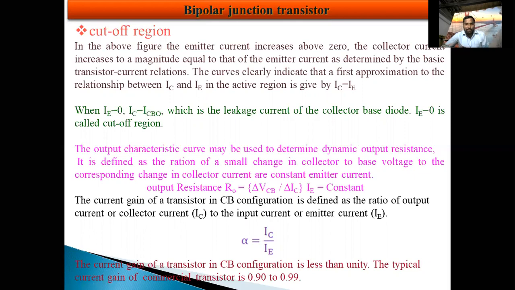When IE is equal to 0, IC is equal to ICBO. What is ICBO? ICBO is the base saturation current, which is the leakage current of a collector-base transistor junction. That IE equal to 0 condition is called the cutoff region.